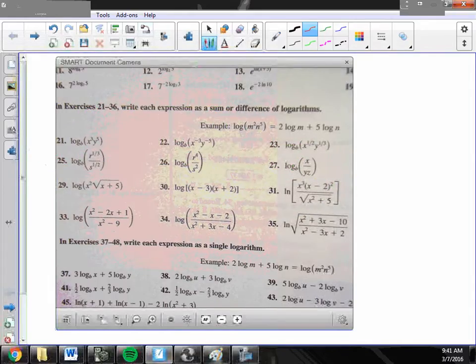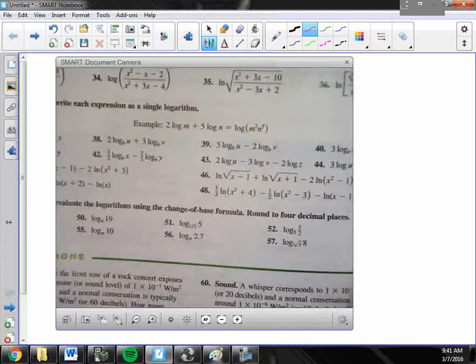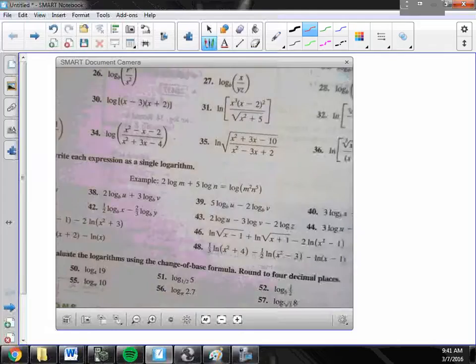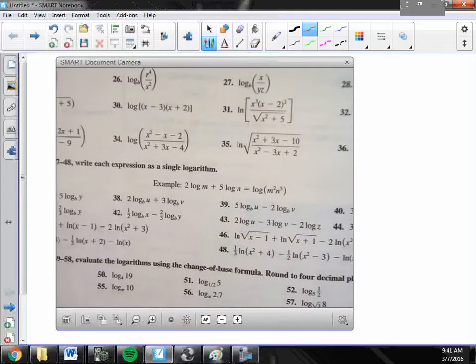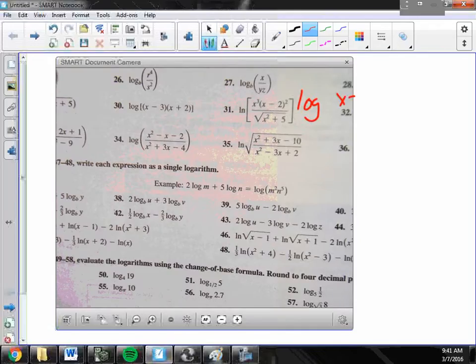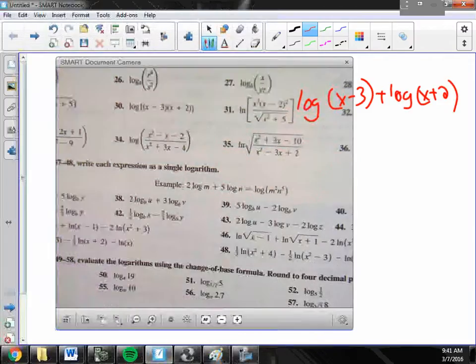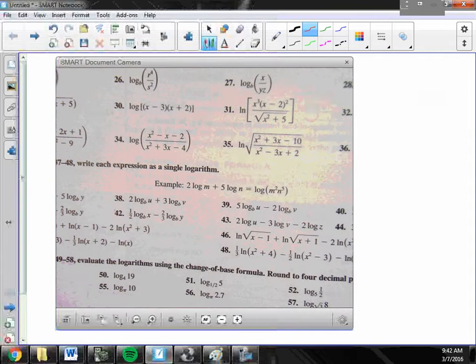Okay, look at number 30. 30 would be log of x minus 3 plus log of x plus 2. Right? Okay. What about 32?